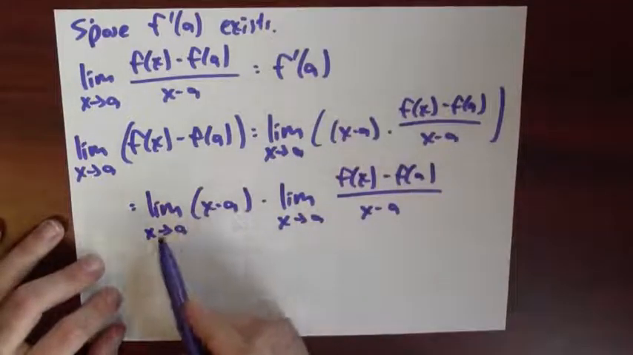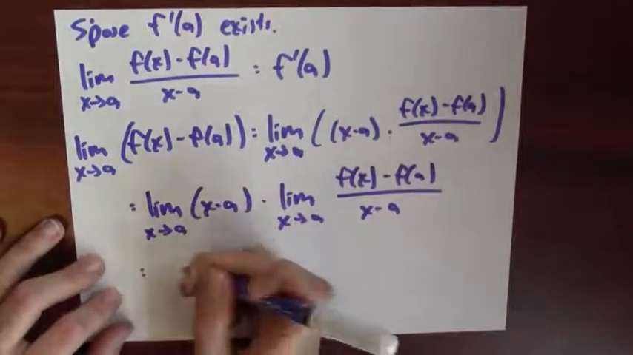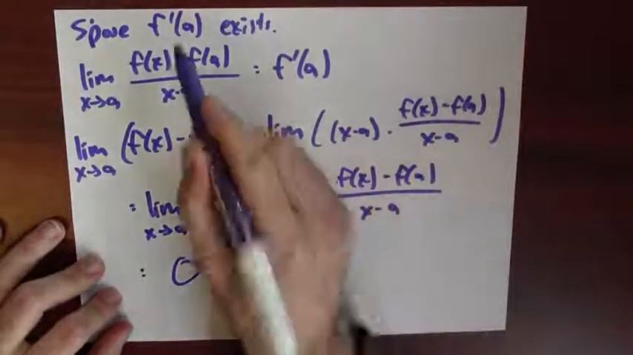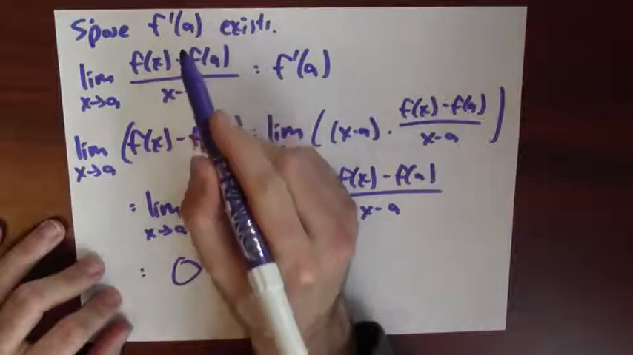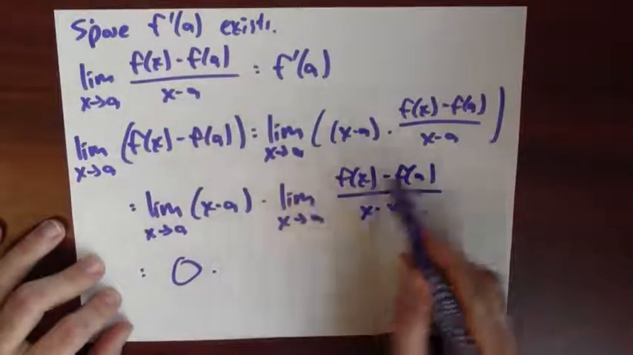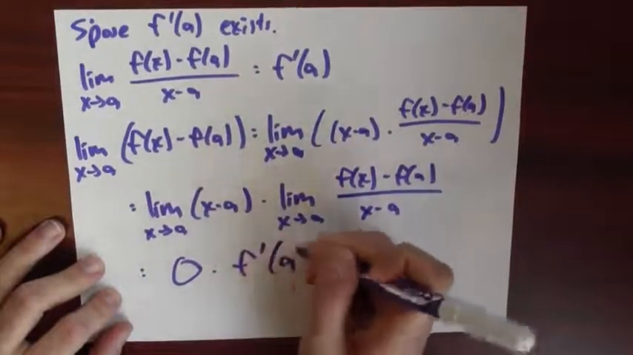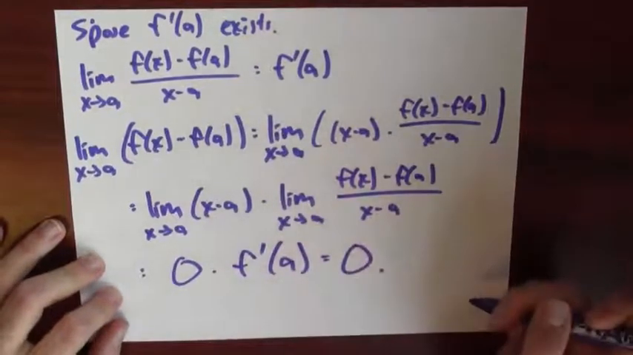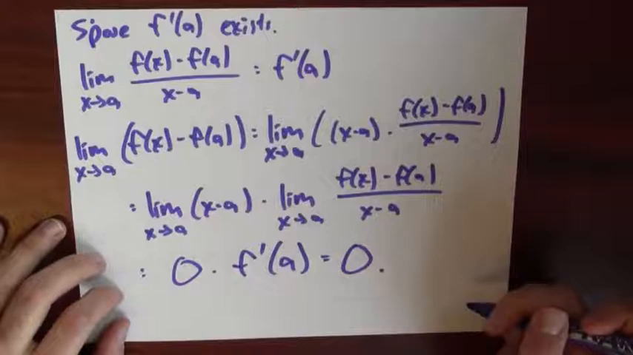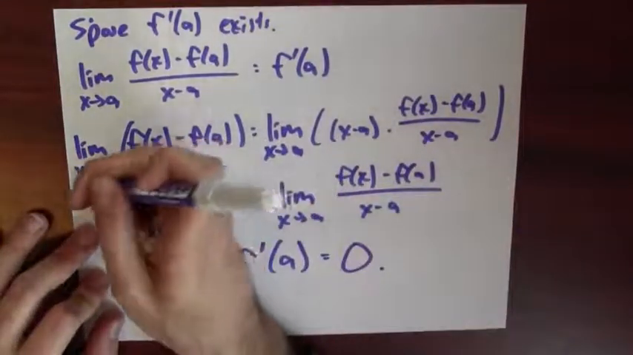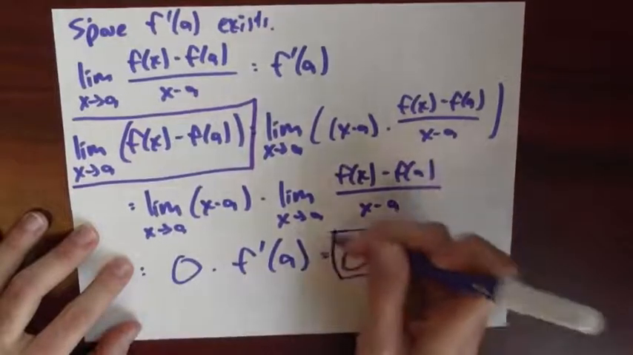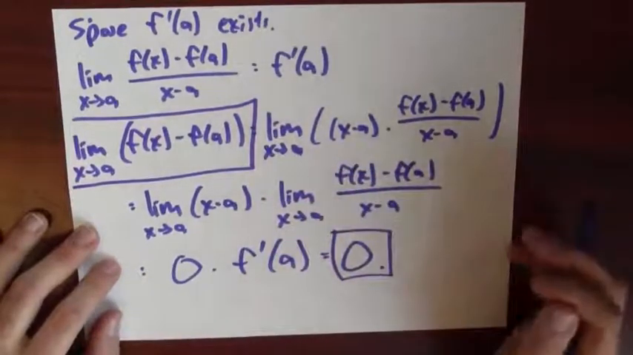Now this first limit, the limit of x minus a as x approaches a, that's 0. And this second limit, well, this limit exists precisely because I'm assuming differentiability. The function's differentiable, so this limit is calculating the derivative at a. And 0 times any number is equal to 0. The upshot here is that we've shown that the limit of f of x minus f of a is equal to 0 as x approaches a.